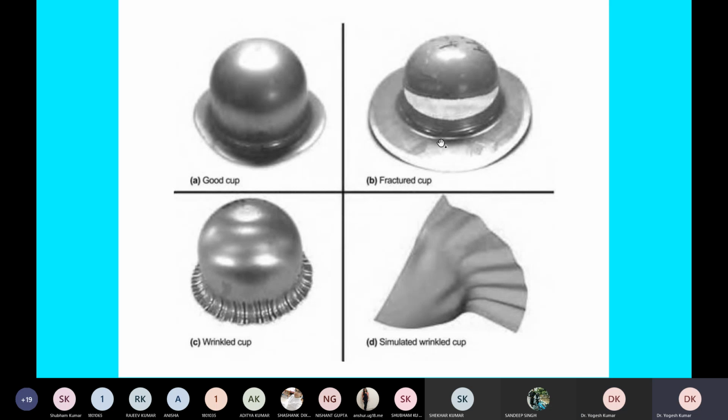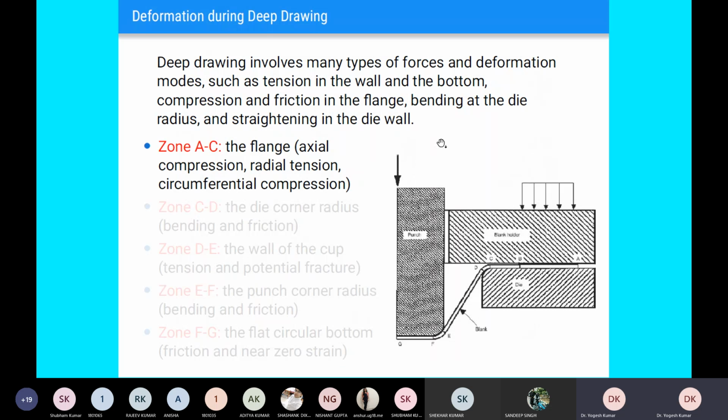Okay, so now we will try to understand what the different deformation zones are during deep drawing. Okay, so under deep drawing, there are many types of forces and deformation modes. We have tension in the walls, and in the bottom we have compression as well as friction in the planes, and also bending at the die radius and straightening in the die wall. Okay, so all these complex deformations occur in the case of your deep drawing process.